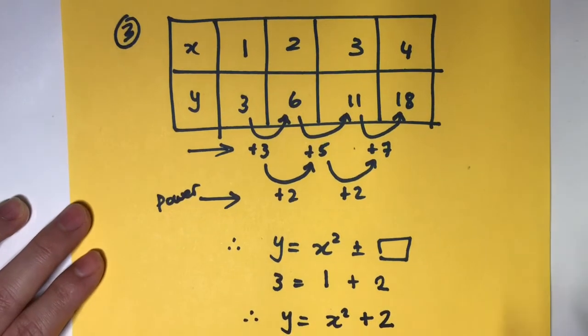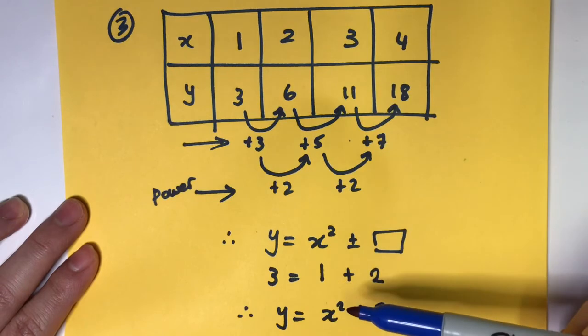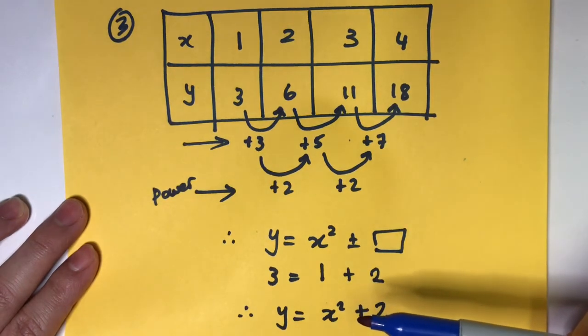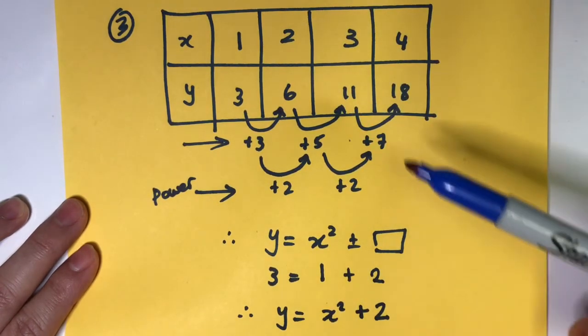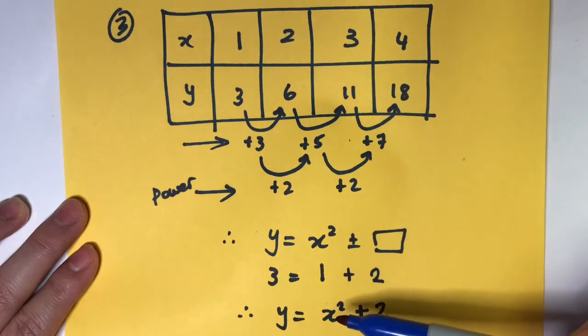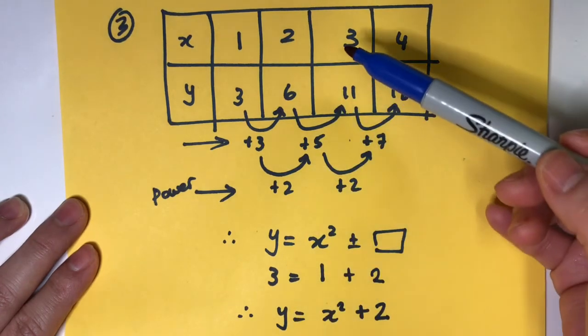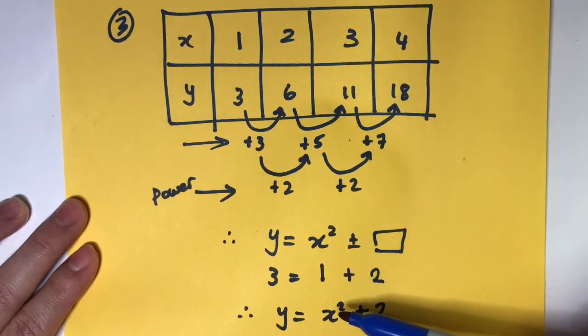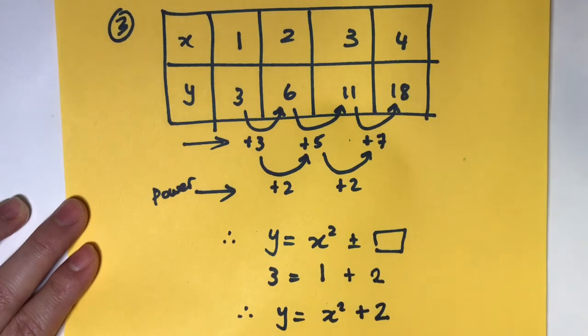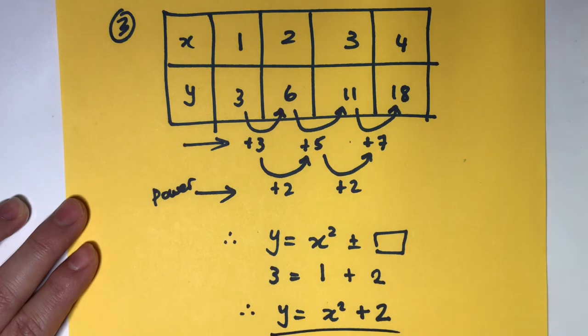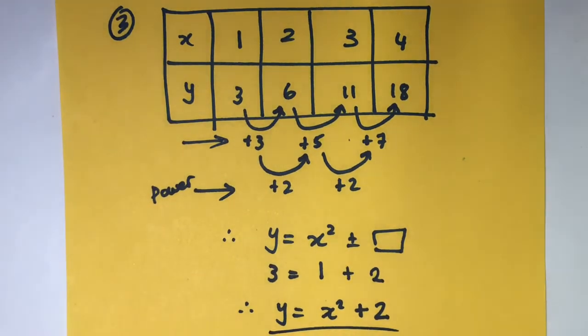But again, I have to check, make sure this equation or formula is happy with all these values. So when I put 2 here, that becomes 4. 4 plus 2 is 6, which is the y value I'm expecting. Now when I put 3 here, that's 9. 9 plus 2 is 11. Okay, so it's not too bad. So my equation is that. Excellent, excellent.